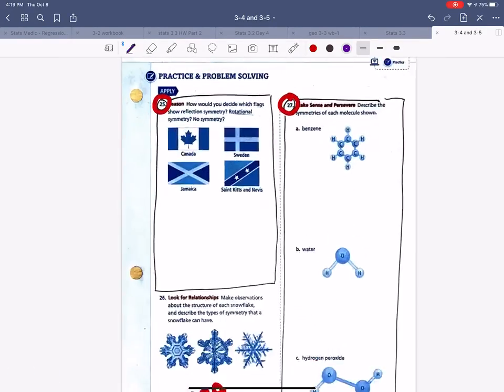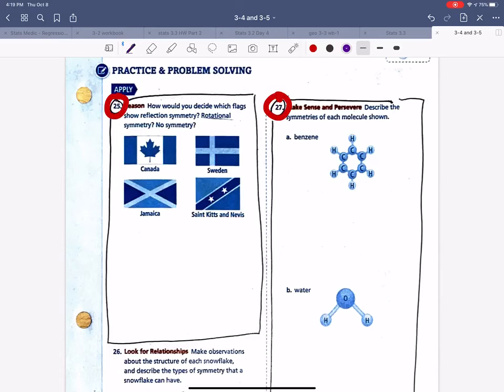All right, let's look at some flags. So if we look at a flag, how would you decide which flags show reflection symmetry? So you make a line and fold it and see if it looks right. So this one's looking good here. This one's looking good here, right? Or here. And so I get 1 line of symmetry, 1 line of symmetry, 2 lines of symmetry, and this one's not looking good.